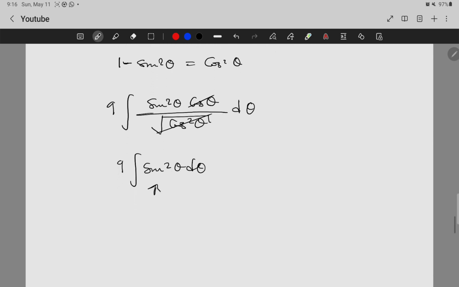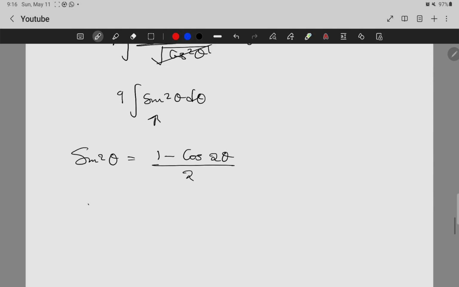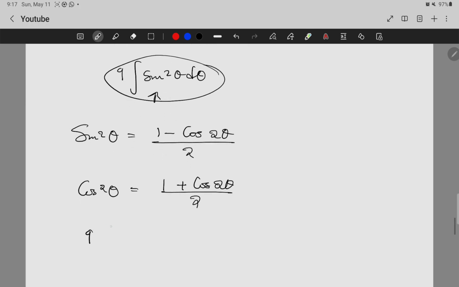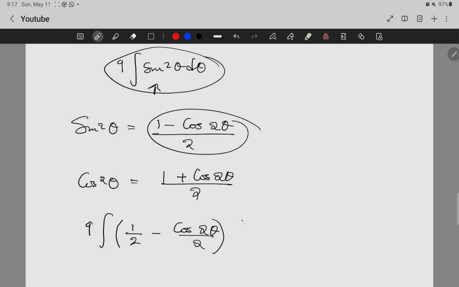Now to integrate sine squared, I think we have seen this before, you use the identity sine squared theta equals 1 minus cos 2 theta over 2. And if you have to integrate cos squared theta, we use 1 plus cos 2 theta over 2. This time around we have sine squared, so we're going for this: the integral of 1 over 2 minus cos 2 theta over 2 d theta, just presented as two fractions.